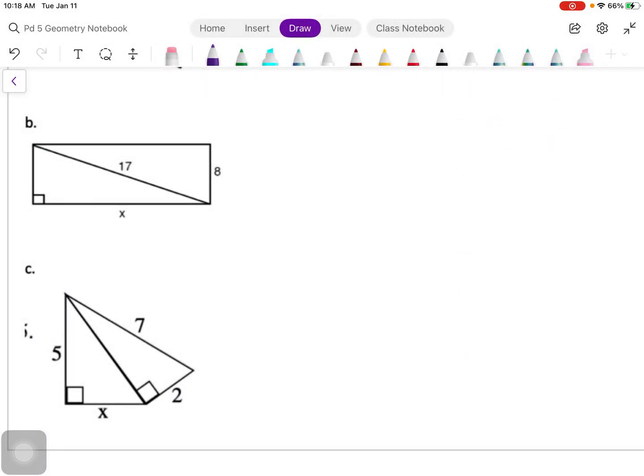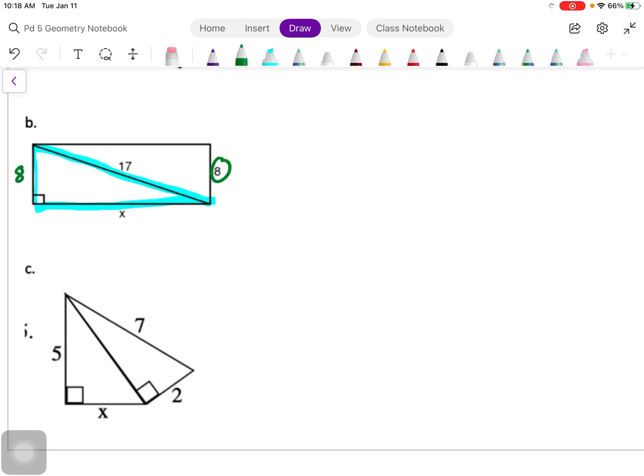All right, looking at question B, we have a rectangle. We're trying to look at this triangle right here. So we know that 8 is actually going to be this other side here.